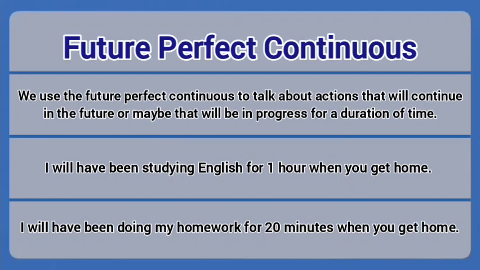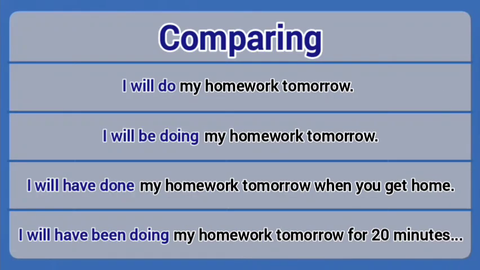Next, I will have been doing my homework for 20 minutes when you get home. It means that I will have been doing my homework for 20 minutes, then you will get home. Let's compare. Future simple, plan. I will do my homework tomorrow. So this is my plan. I will do my homework tomorrow.